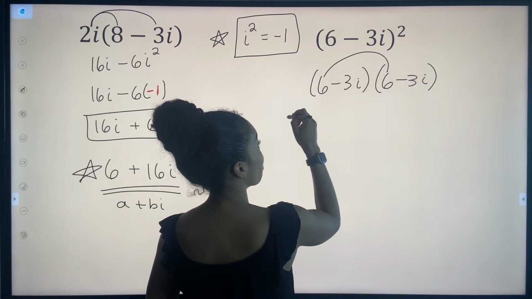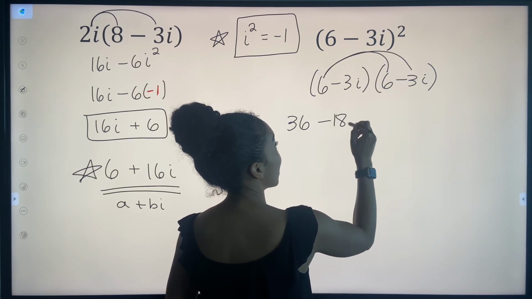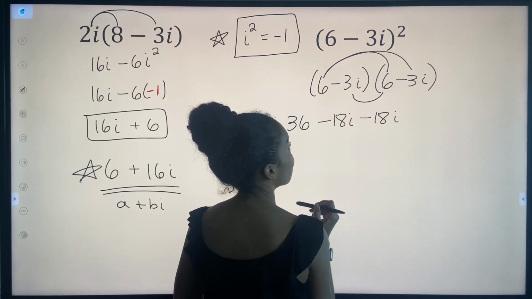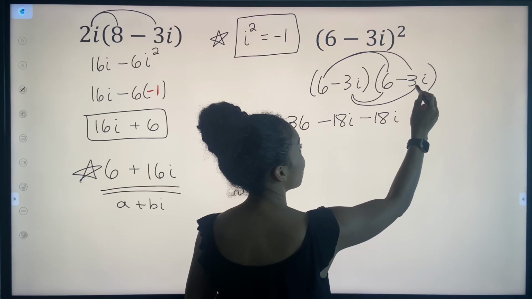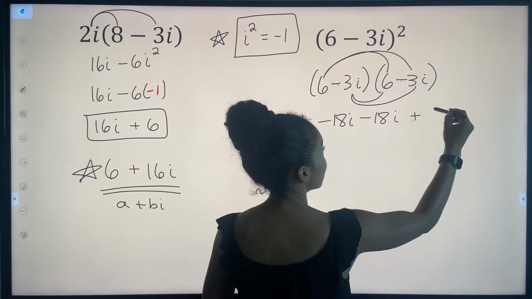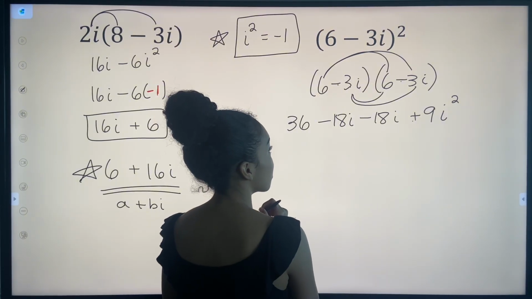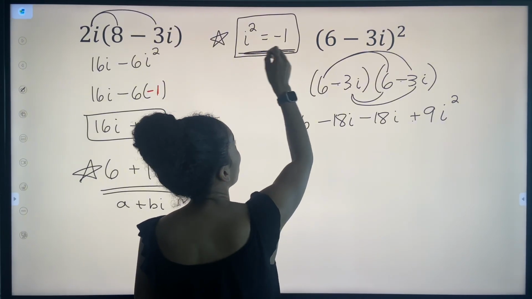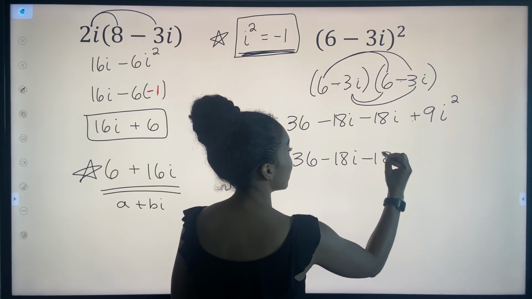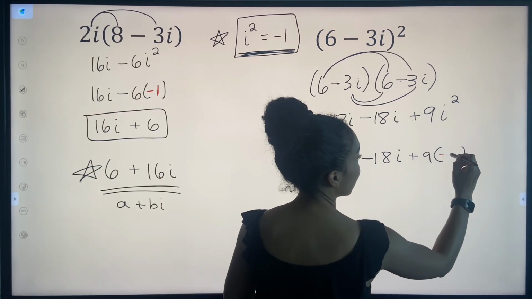6 times 6 is 36. 6 times negative 3i is negative 18i. Negative 3i times 6 is negative 18i. Negative 3i times negative 3i is a positive, because two negatives make a positive. 3 times 3 is 9, and i times i is i squared. Remember, i squared is negative 1. So this is 36 minus 18i minus 18i plus 9, and the i squared is negative 1.